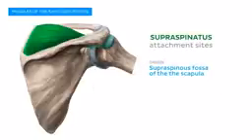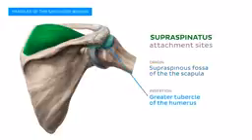This muscle originates from the supraspinous fossa of the scapula and reaches across over the head of the humerus to insert here at the greater tubercle. And there you have the 4 muscles of the rotator cuff.